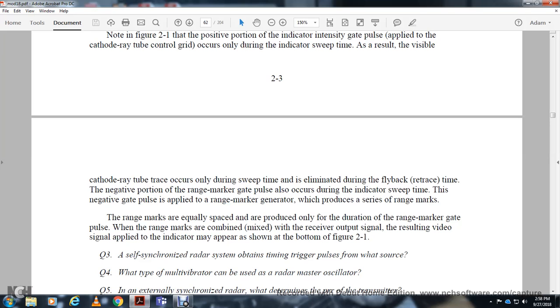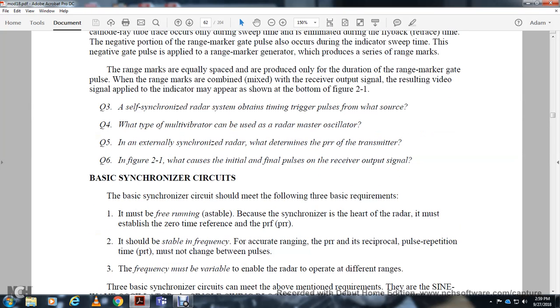The negative gate pulse is applied to the range marker generator to produce the series of range marks. The range marks are equally spaced and are produced only for the duration of the range marker gate. Both the range marks are combined with the receiver output signal, resulting in the video signal applied to the indicator, which may appear as shown at the bottom of figure 2.1.